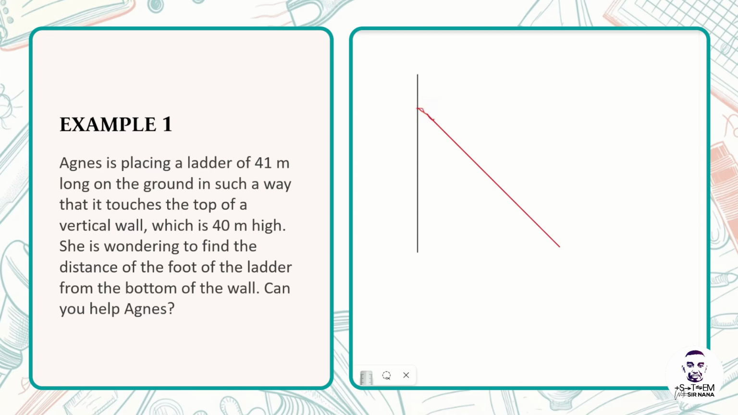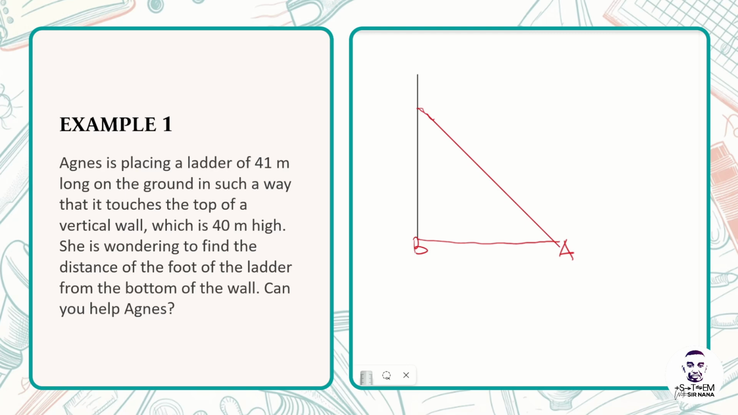Now, it says she's wondering to find the distance of the foot of the ladder. So we have the foot of the ladder here, which is A, to the wall. This is the ladder, the red one, and then this is the wall. So let's call the bottom of the wall B. We want to find the distance from A to B. So let's sketch a line here.